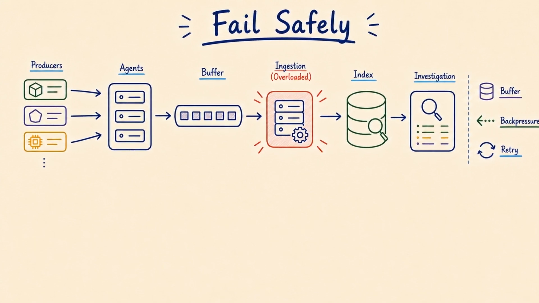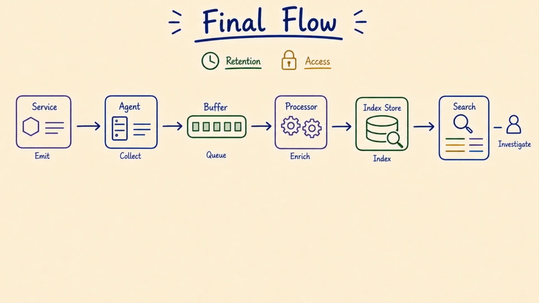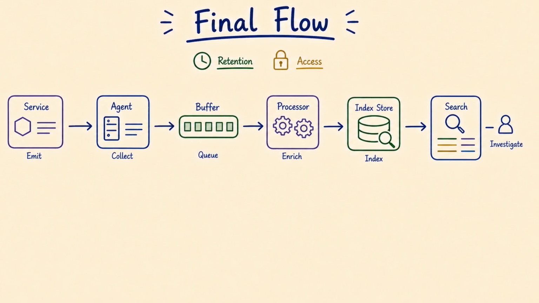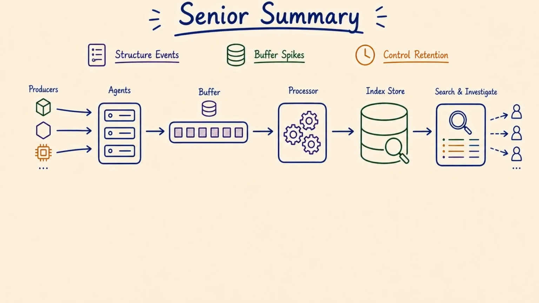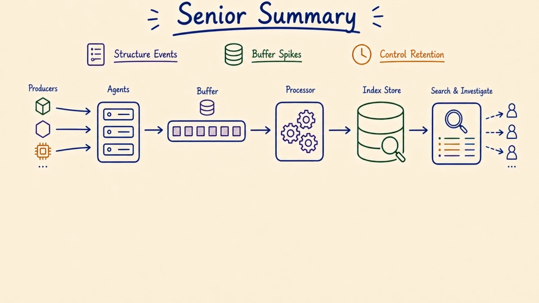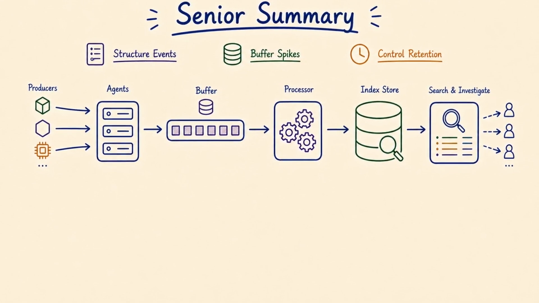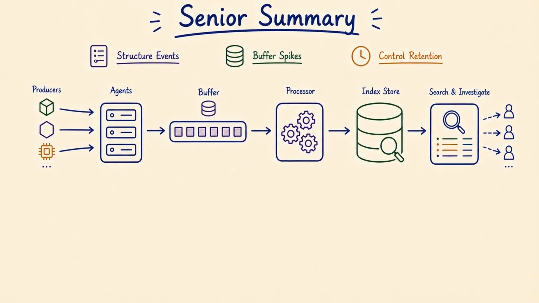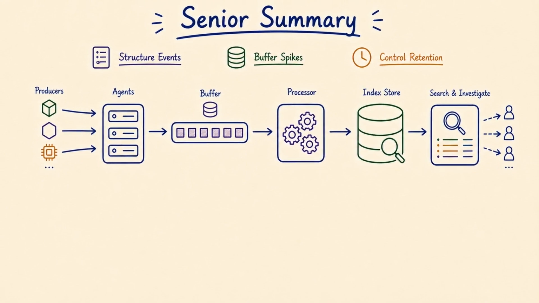So the final architecture story is simple. Trace a log event from service emission through collection, buffering, processing, indexing, retention, and search-driven investigation. That is the version I would be comfortable defending in a serious review. If you remember one thing, make it this: viewers understand how centralized logging platforms work and how to avoid drowning in log volume. Good system design is a judgment loop, not a memorized answer key.